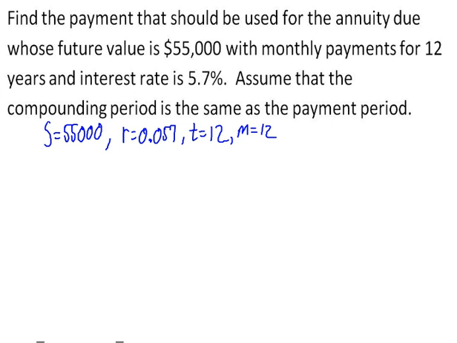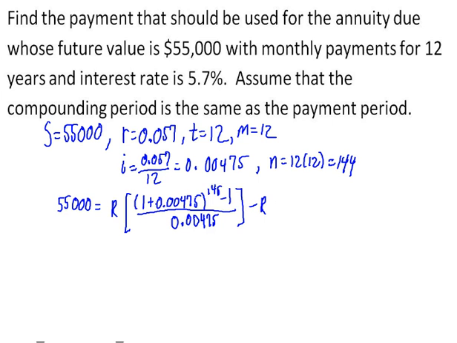So for this problem, S, the future value, is $55,000. r, the annual interest rate, is 0.057 because it's in decimal form. t is equal to 12 because that's the number of years. And m is equal to 12 because it's monthly payment, so it's compounded 12 times in 1 year. So the interest rate per period is r divided by m, which is 0.057 divided by 12, which would be 0.00475. And n, the total number of compounding periods, is 12 times 12, because m times t, which would be 144.